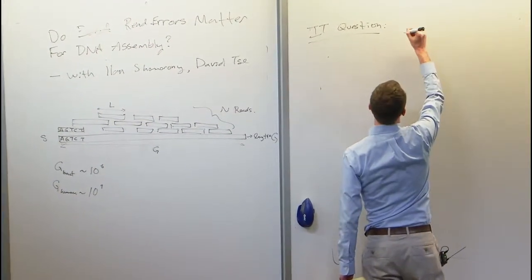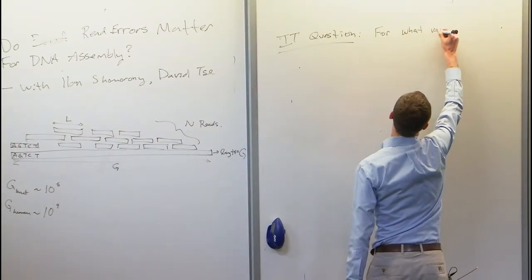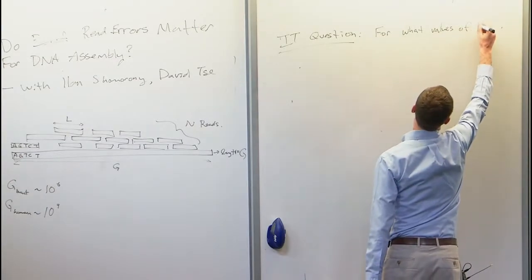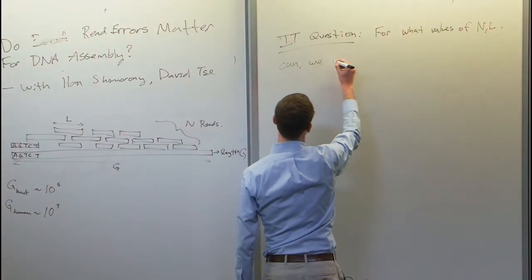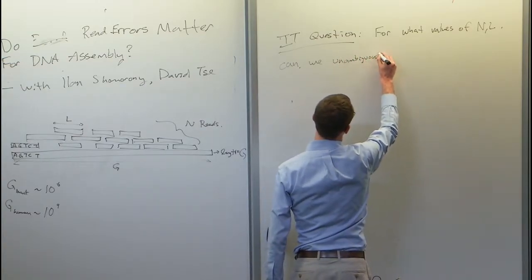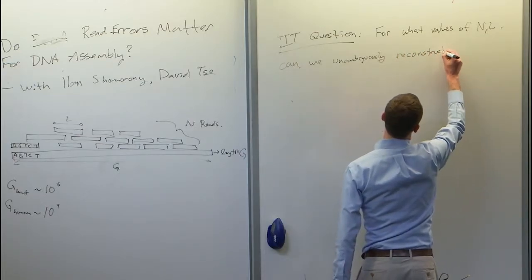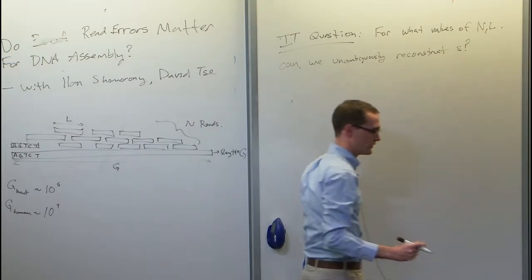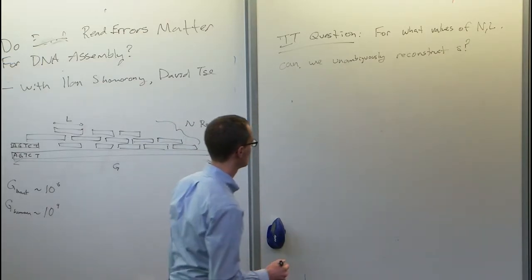Might be of the form, for what values of n and L can we unambiguously reconstruct this underlying sequence S? Okay, so actually quite a bit is known about this.